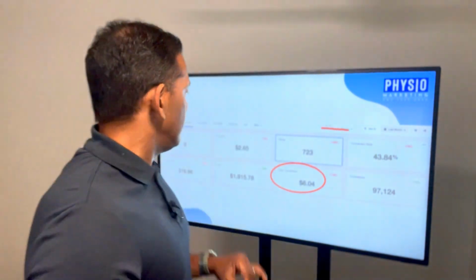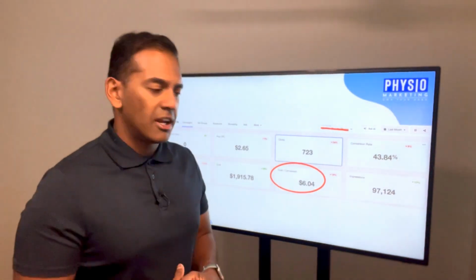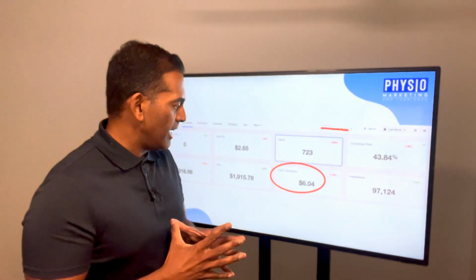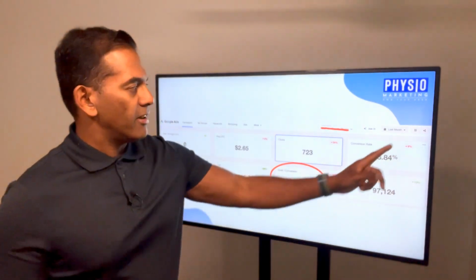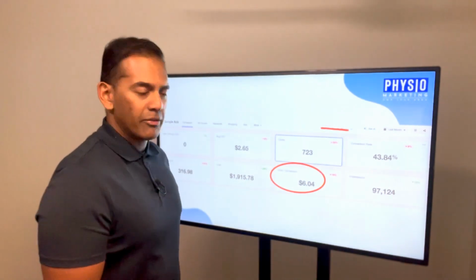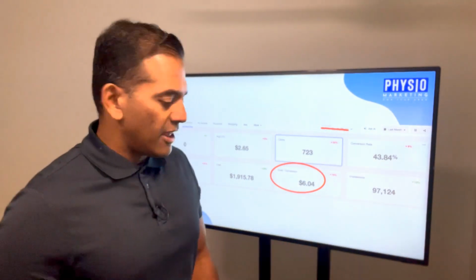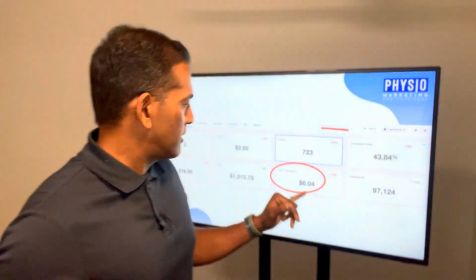As you can see on my screen, if you're watching us on video today, this is Google Ads for the last month for this particular client, who is obviously blacked out. The cost per new patient is $6.04.